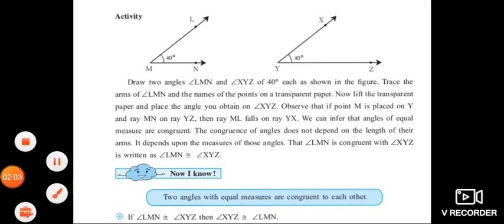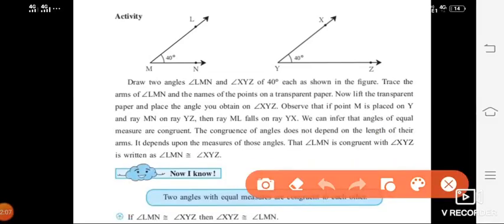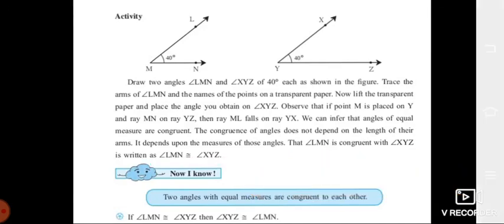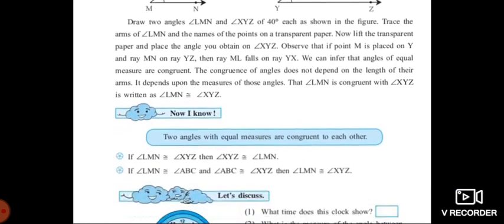So children, we can say that angle LMN is congruent with angle XYZ, and the same thing we can write in symbol form as angle LMN congruent angle XYZ. Okay, so what we have learned is that two angles with equal measures are congruent to each other. So in this also we have two conditions. They are in this way.